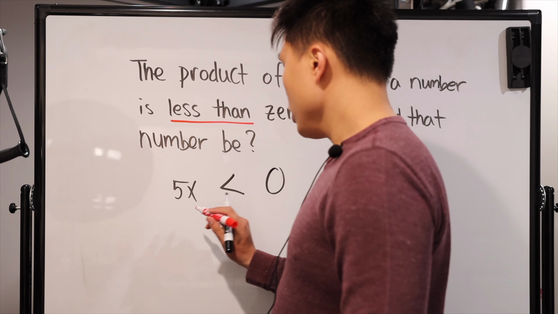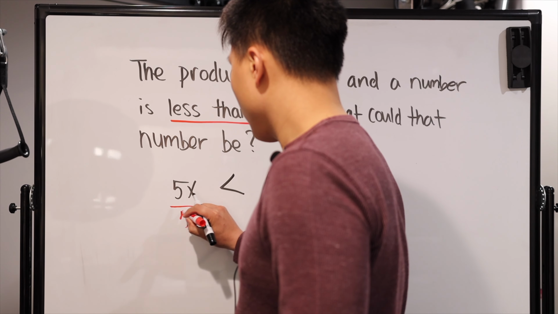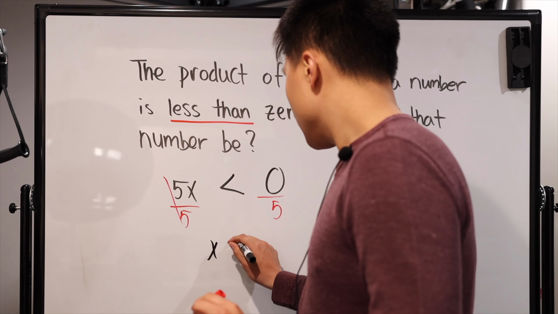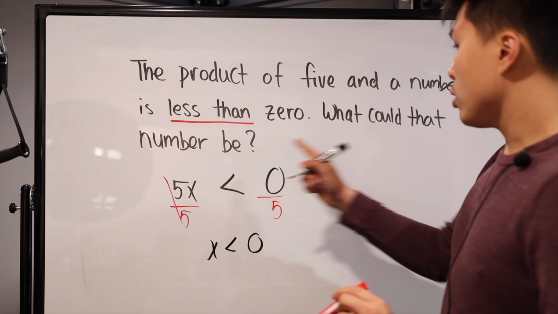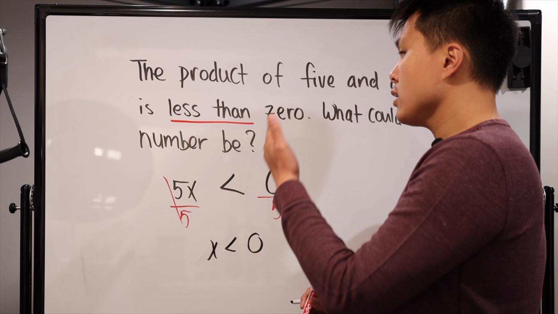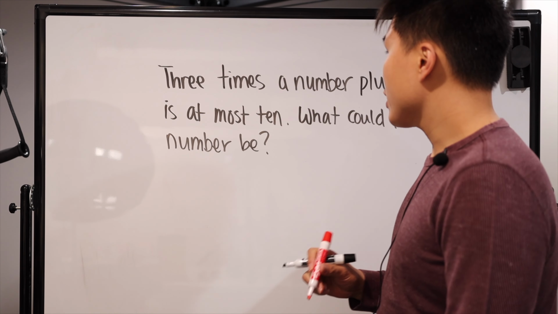Well, the only thing we can really do at this point is just divide by 5 on both sides, right? And we have x is less than 0. So any number that is less than 0, basically any negative number, will make this statement true. All right, so let's look at the second one.